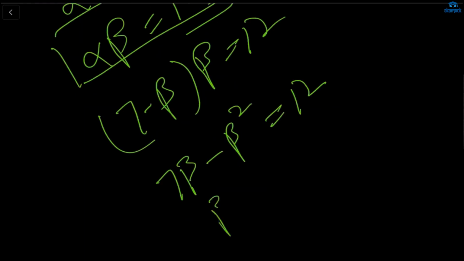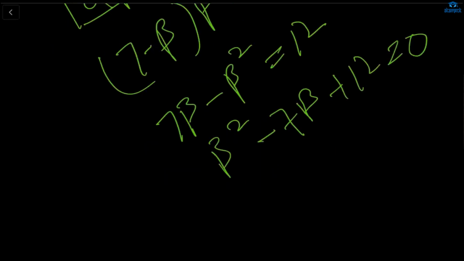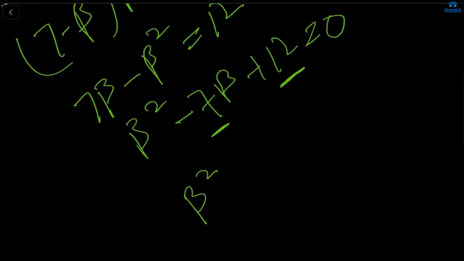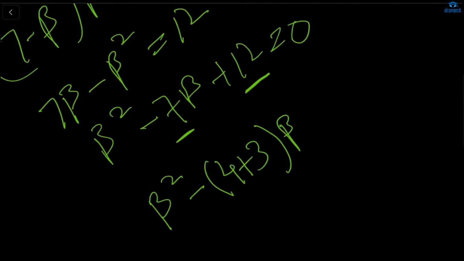After some rearrangement, beta square minus 7 beta plus 12 is equal to 0. Now it's a quadratic polynomial. You can split this in such a way that the numbers are the product, like you solve a quadratic polynomial. So minus 4 minus 3, yes, minus 4 minus 3, very good. Here you will split like that, because 4 plus 3 is 7 and 4 into 3 is 12.